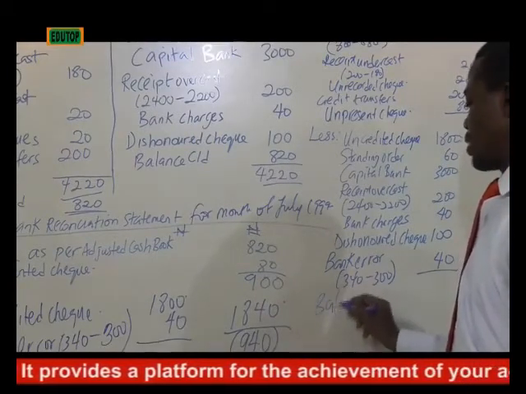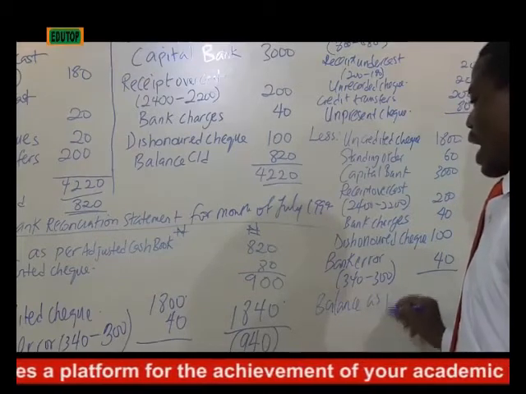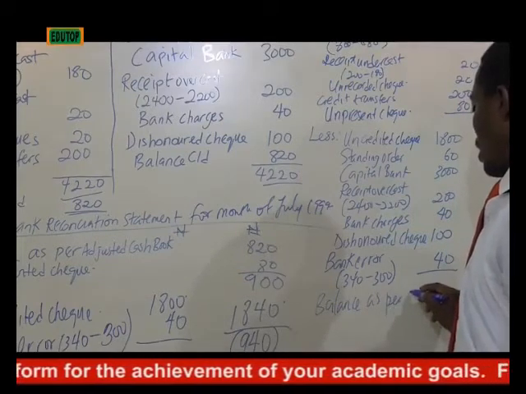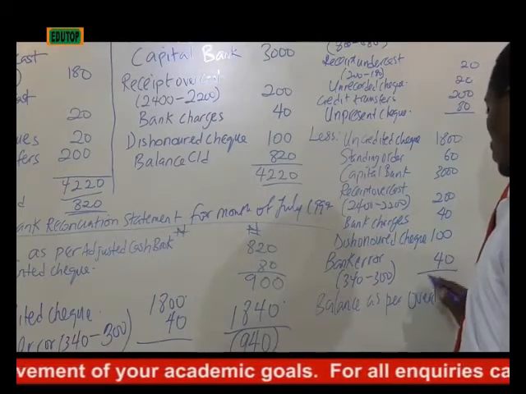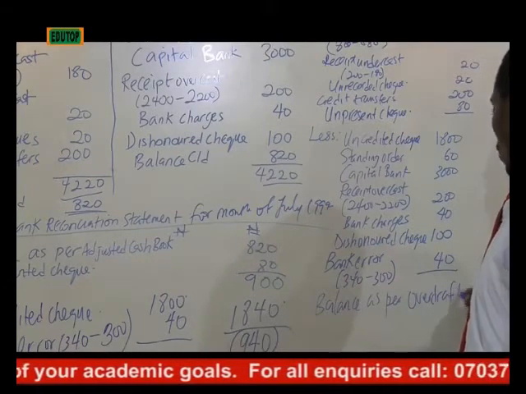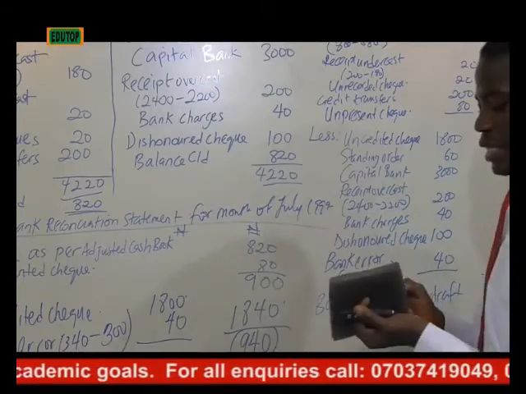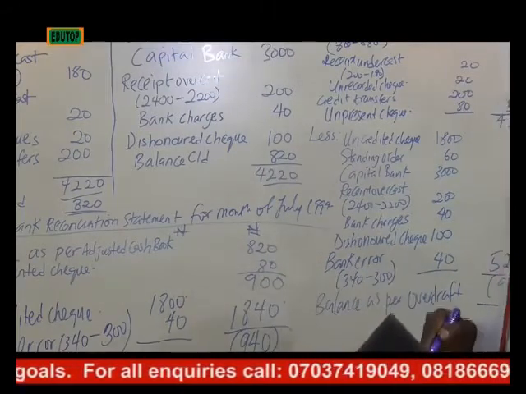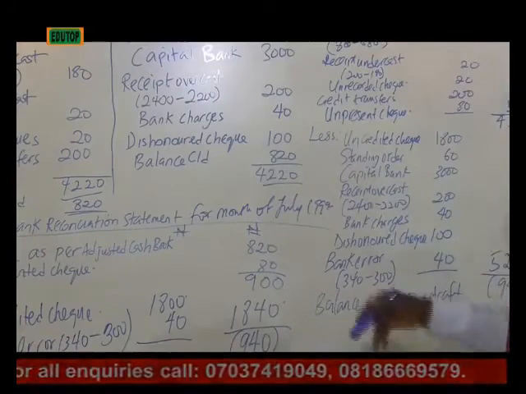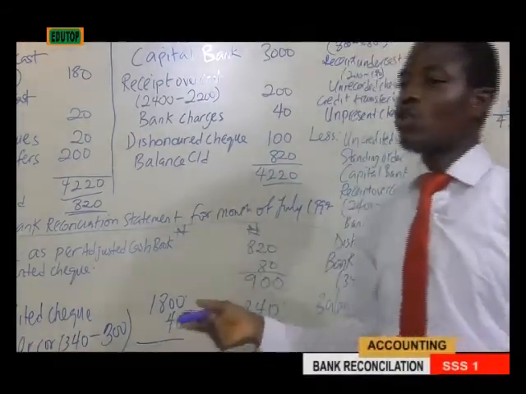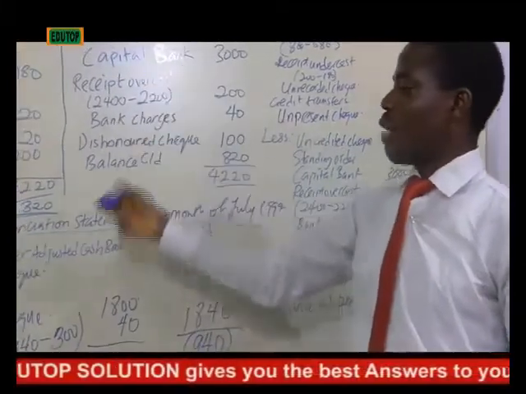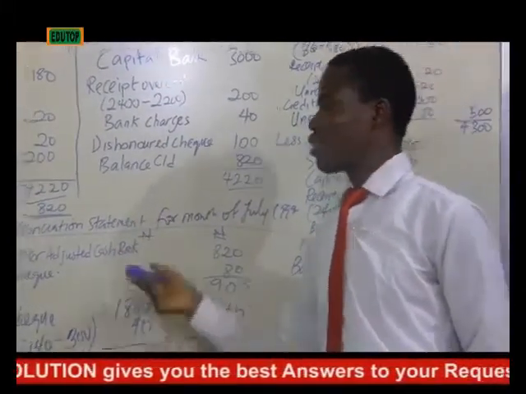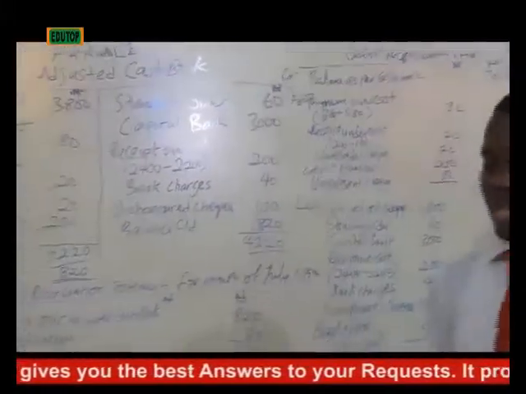Bank balance as per overdraft. Balance as per overdraft. You see that it is the same application, but if you are told to prepare only this, this is how you are going to do it. And if you are told to start with the adjusted cash book, then you prepare the adjusted cash book and prepare the bank reconciliation statement at the end of the day.